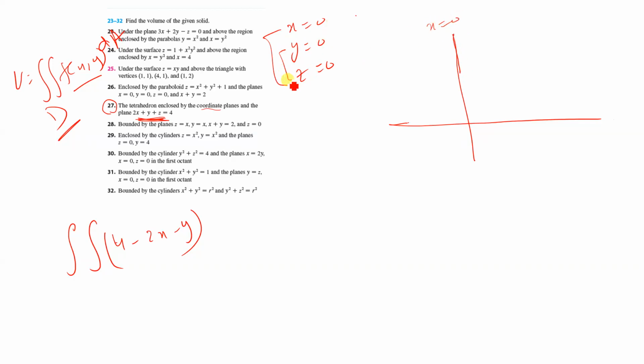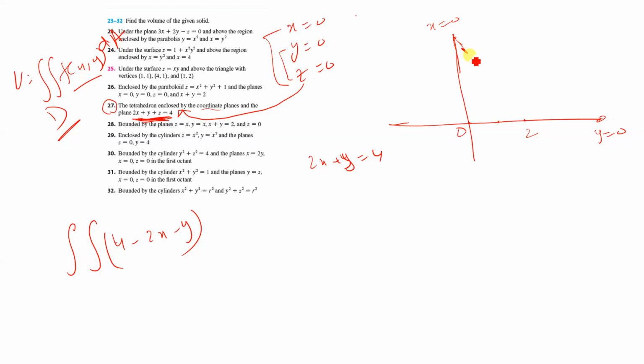Similarly, from the y is equal to 0 plane and the z is equal to 0 plane, the intersection is the line y is equal to 0. And the intersection of z is equal to 0 and this plane, 2x plus y plus z is equal to 4, is the line 2x plus y is equal to 4. So let's draw the line. 2x plus y is equal to 4 means, when y is equal to 0, x is equal to 2. Here is the point.